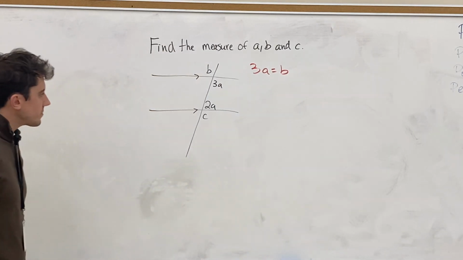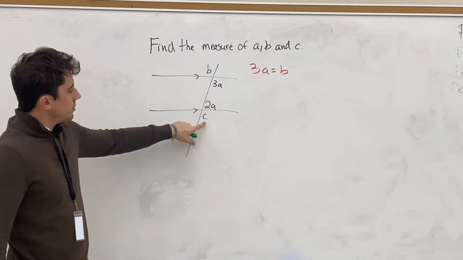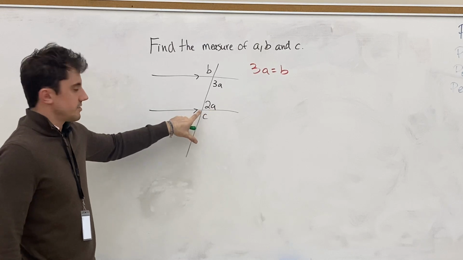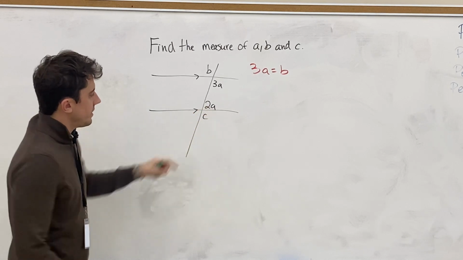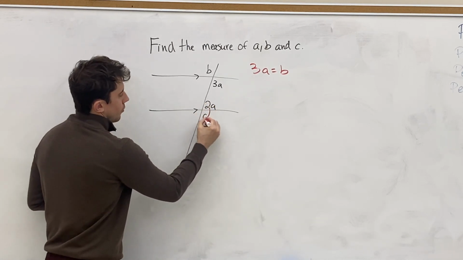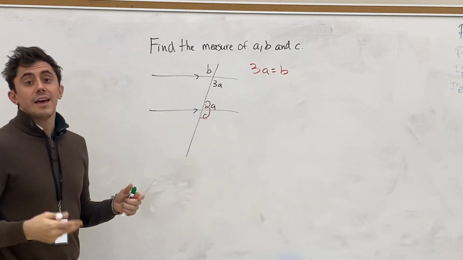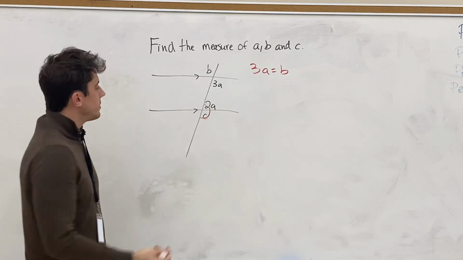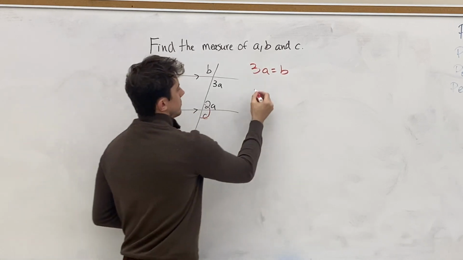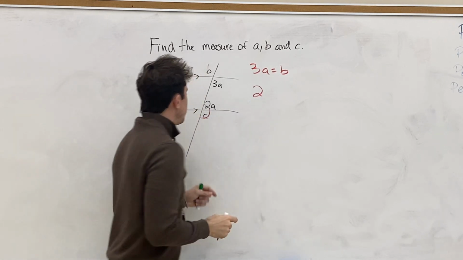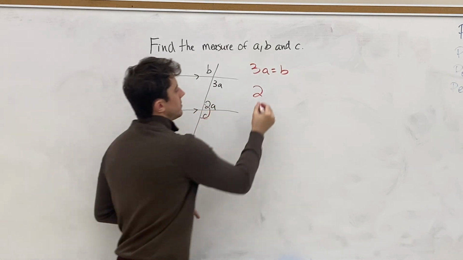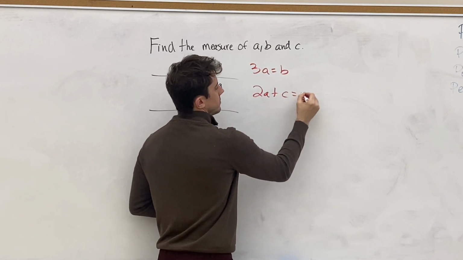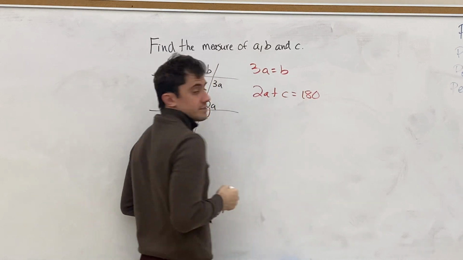Okay? Now, if we look at the two angles at this intersection, we see that 2A and C make up one side of the line, and so that means that they have to add up to a total of 180 degrees, meaning they're supplementary, and so we can write an equation out of that. We can write that 2A plus C equals 180 degrees, okay?